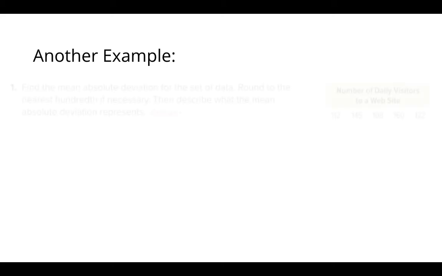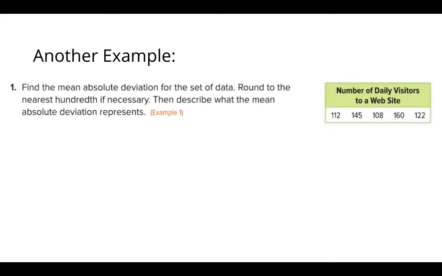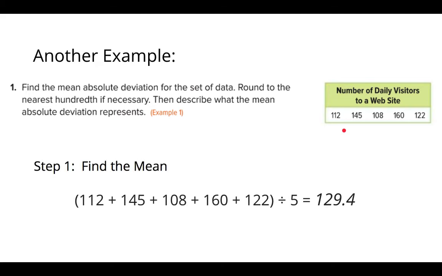Here's another example. So from your book, find the mean absolute deviation for the set of data, round to the nearest hundredth, if necessary, then describe what the mean absolute deviation represents. Here are 5 numbers in this data set. We're going to start by finding the mean. So you add up those 5 numbers and divide by 5. The mean average of this data set is 129.4.